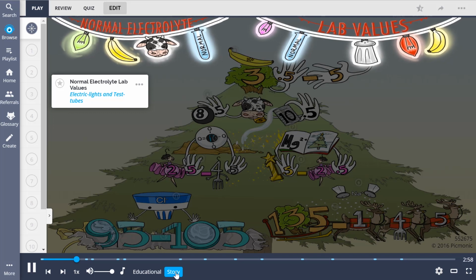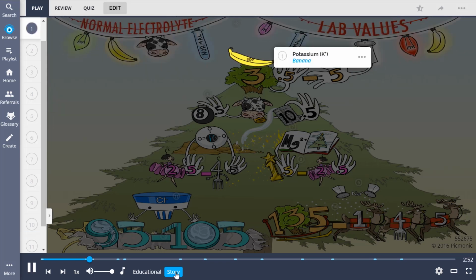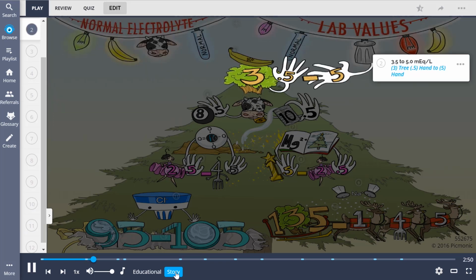We start up at the top, just as the tree is finished, topped not by a giant star, but a giant banana, for potassium. And the tip of this tree is a 3, making it a 3 tree, with the help from a 0.5 hand. And then there's a 5-finger hand placed in this ornament, because the normal potassium is 3.5 to 5.